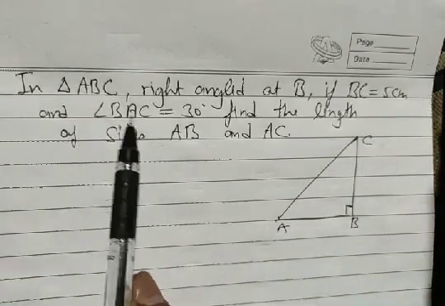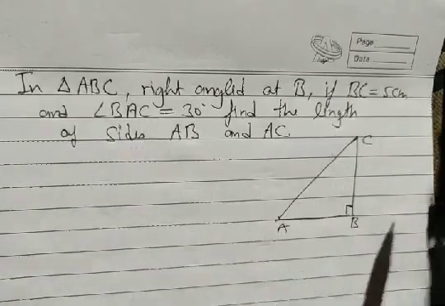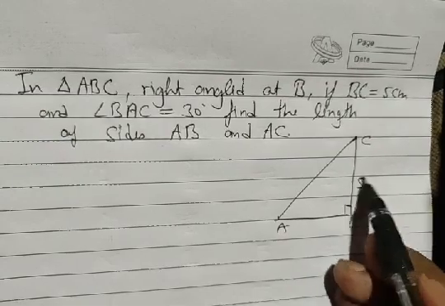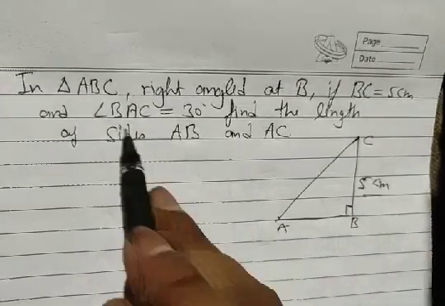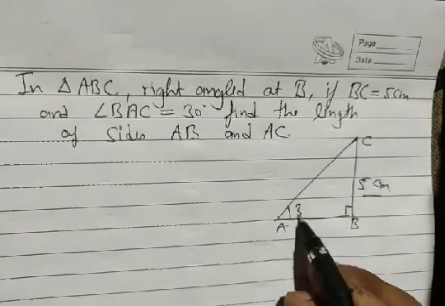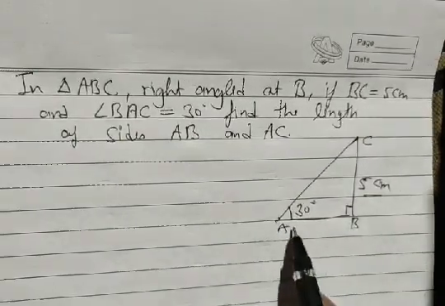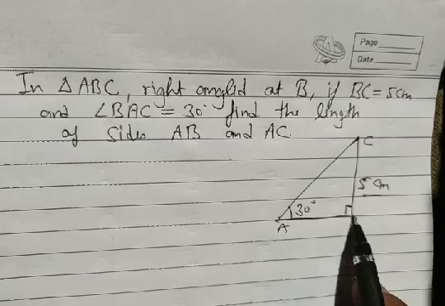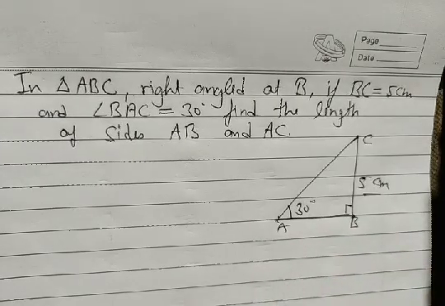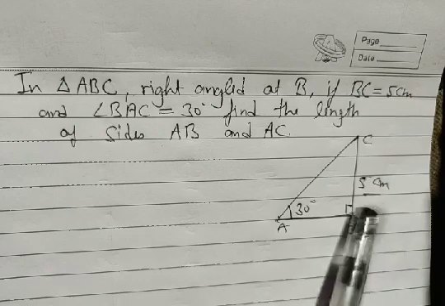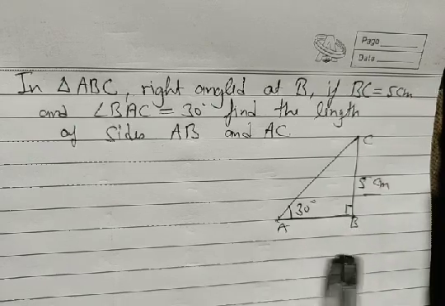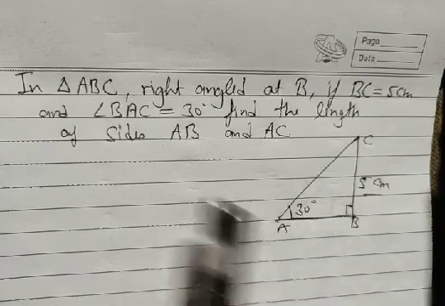Now in triangle ABC, right angle at B, BC is given equal to 5 centimeter, so write down 5 centimeter. Angle BAC means we are given angle A. Angle A is 30 degree. Now we have to find the length of sides AB and AC. One of the angles is given and only one of the sides. We cannot use the Pythagoras theorem to find the other two sides.